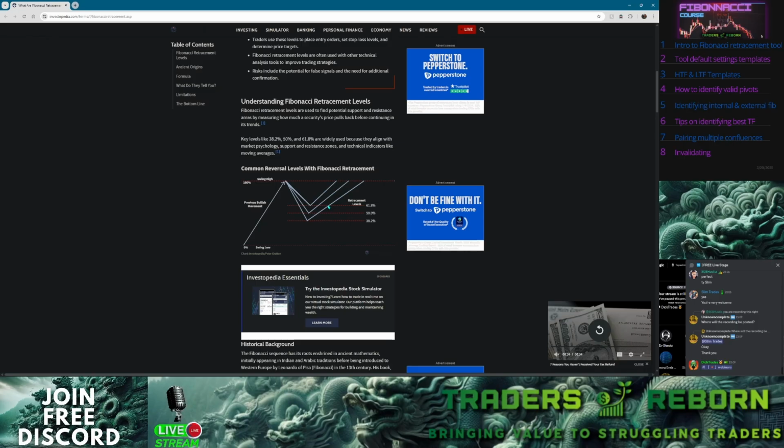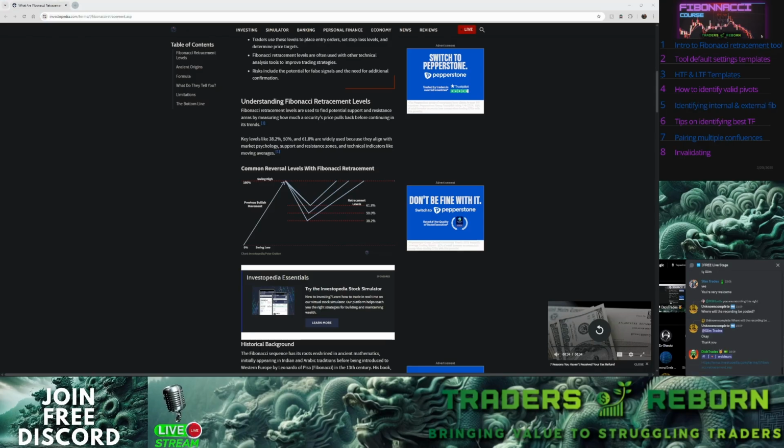Depending on the tool that you're using, sometimes it's reversed on how you draw it, and it could be considered the 61%. So that's the key thing: when you're looking at the 50%, it's the level further away from the 50%, the deeper retracement, right? So if you guys want to have a quick read on that, here's the link to that for later when you want to read it.